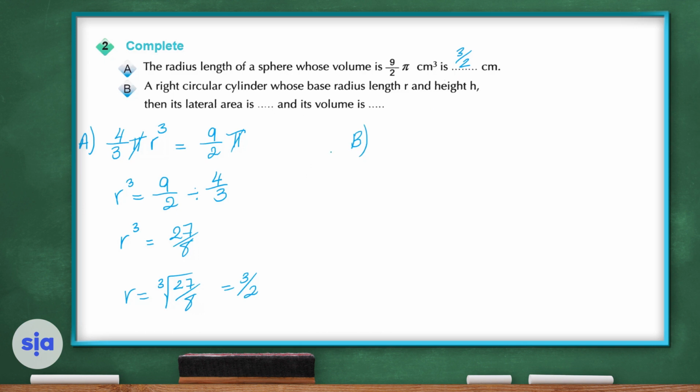Part B: a right circular cylinder whose base radius length is r and the height is h, then its lateral area is what and its volume is what? The lateral area of the right circular cylinder is 2 pi r h, and the volume of this figure is pi r squared h.